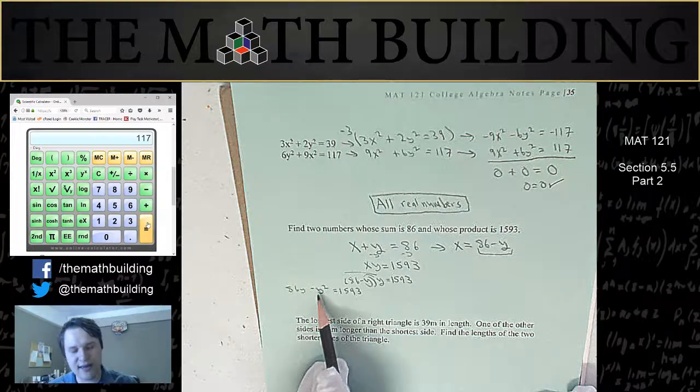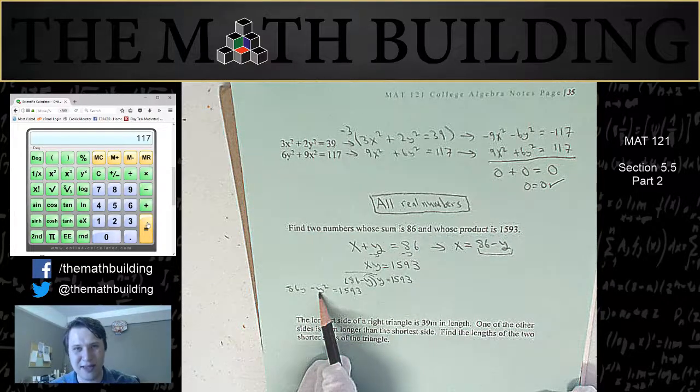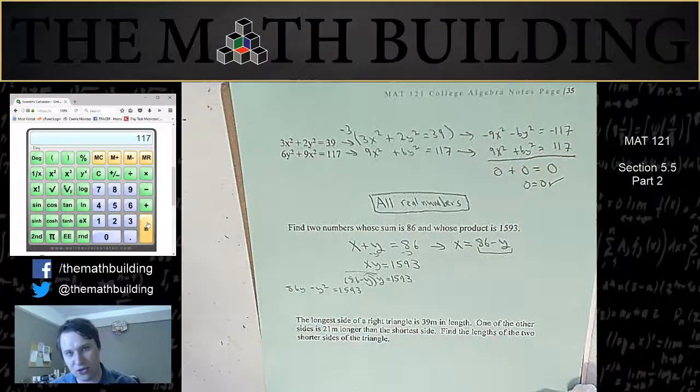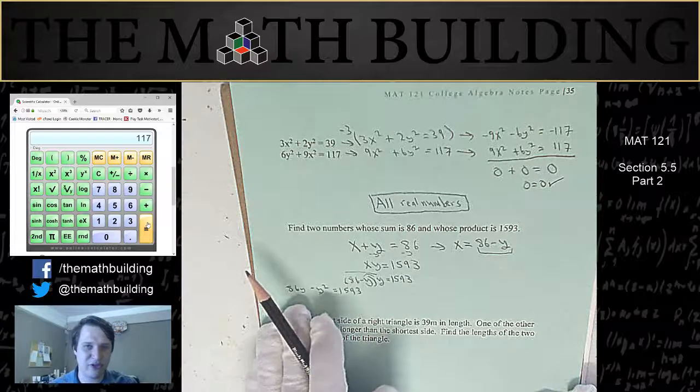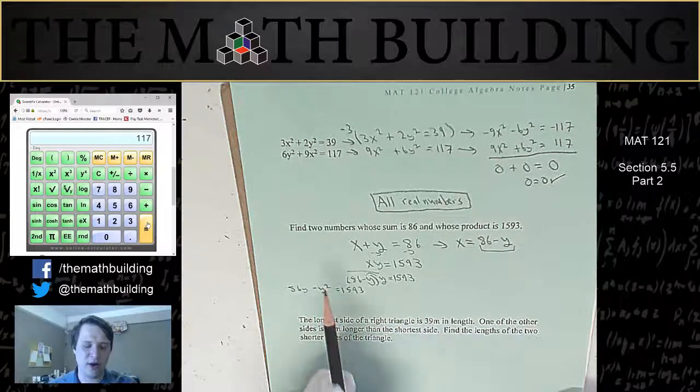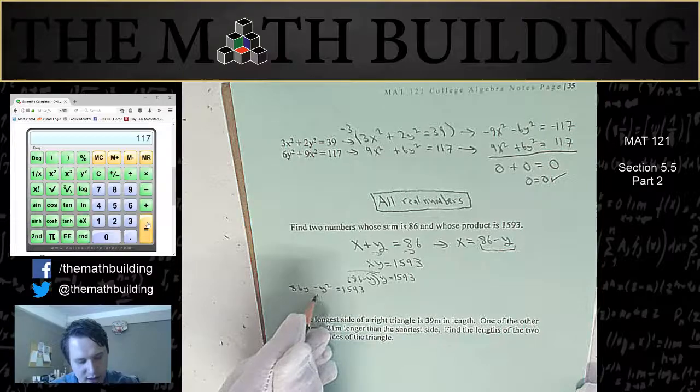And I usually like to have my y squared terms be positive, so I'm going to move everything to the right-hand side. You could still use the quadratic formula if you moved everything to the left, but I just like having my y squared be positive. So I'm going to add the y squared over.